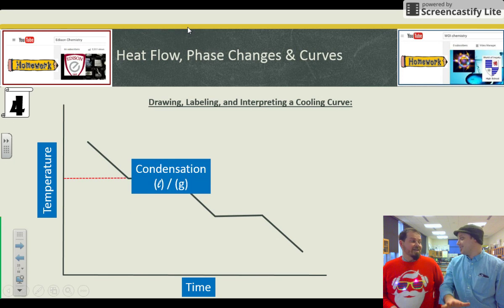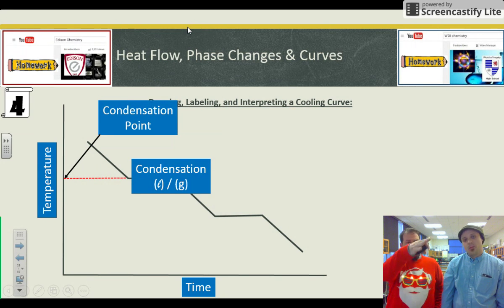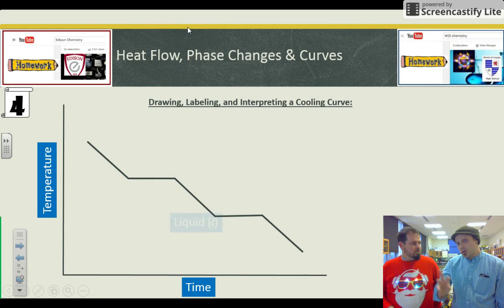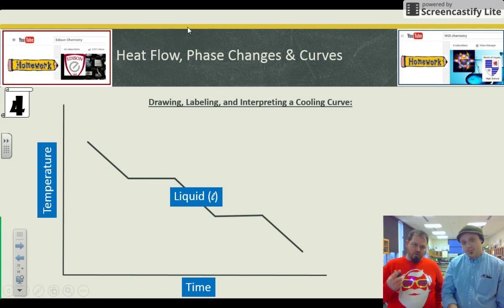Vaporization. I'm sorry, condensation, which is the opposite of vaporization. It's the same point, and it would be the same temperature if it was water. I'm just cooling now, so we give it a different name, a different phase change. Heat's flowing in a different direction here. Then we get to a liquid once everything is condensed. Yep, only one phase.